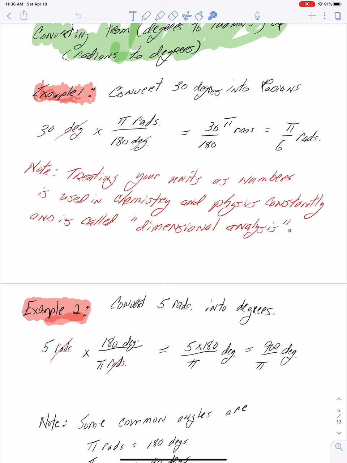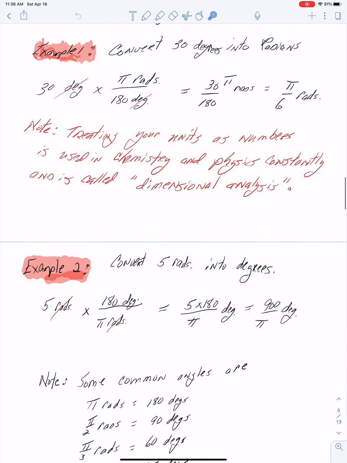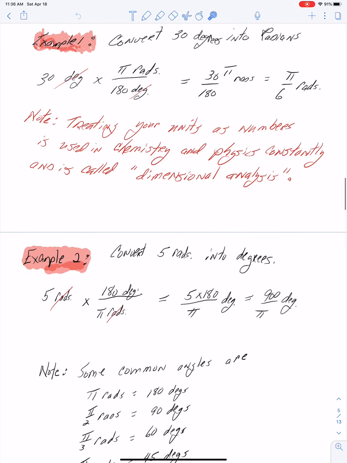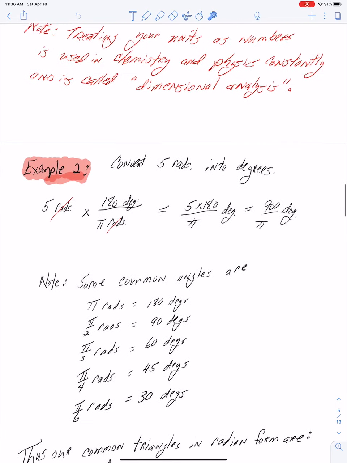Now this concept of treating units as numbers is used a lot in chemistry and in physics, and it has a fancy term called dimensional analysis. So if you keep your units with your numbers in your formulas and treat those just like numbers, then that's going to be a big help in figuring out whether or not you have the right formula.